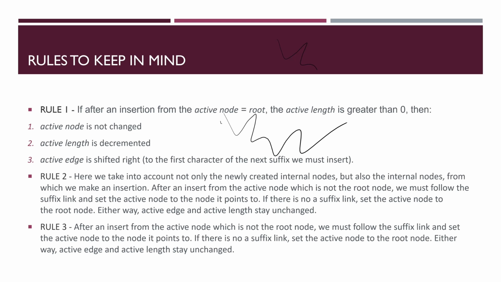Rule 2 says that here we will take into account not only the newly created internal nodes, but also the internal nodes from which we made an insertion. After an insert from the active node, which is not the root node, we must follow the suffix link and set the active node to the node it points to. If there is no suffix link, set the active node to the root node. Either way, active edge and active length stay unchanged. In plain English, rule 2 just simplifies that.